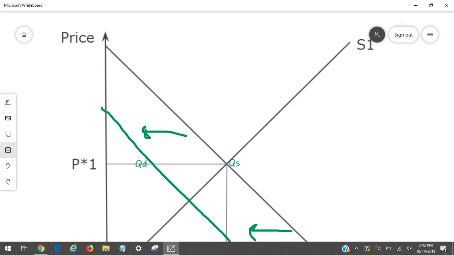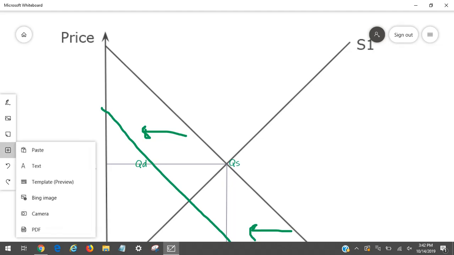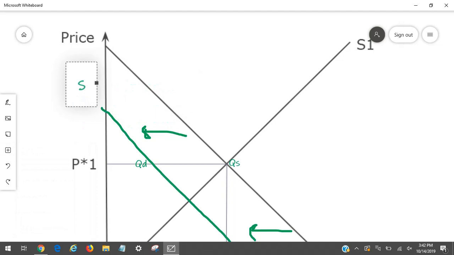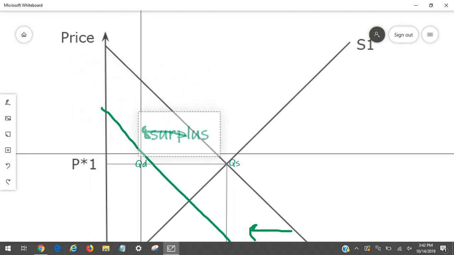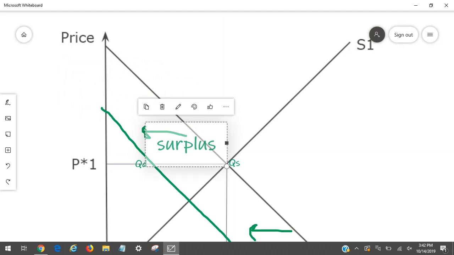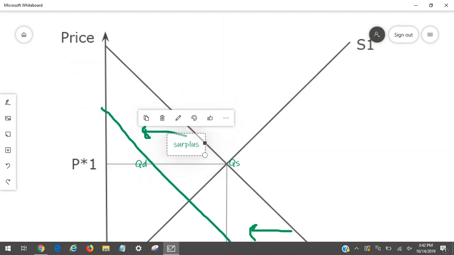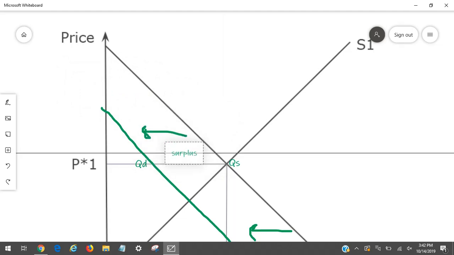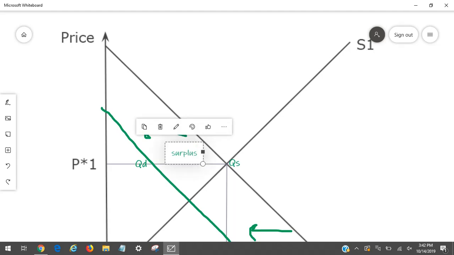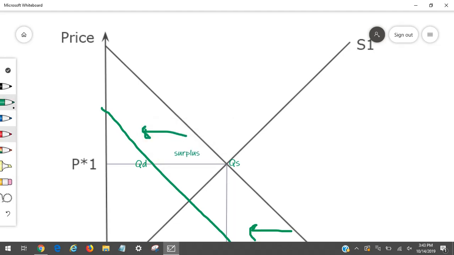We call that situation where QS is greater than QD a surplus. So this shift of the demand curve to the left has caused a surplus of chicken in the market. The quantity supplied is greater than the quantity demanded. So there's too much chicken. All right, and the thing about surpluses is that they put pressure on the price of a good to drop.